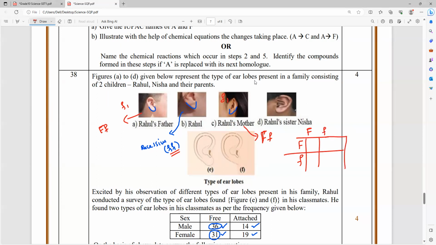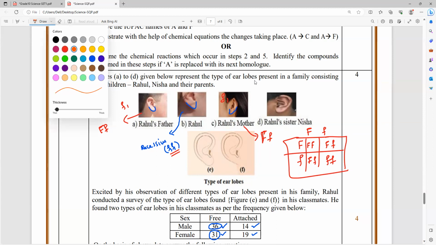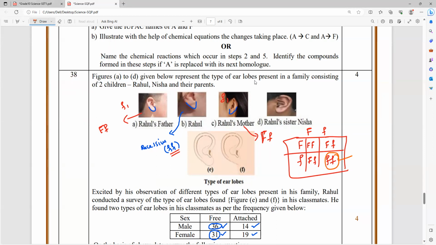We get four possibilities: capital F capital F, capital F small f, capital F small f, and small f small f. So Rahul is small f, small f. Am I right or wrong? So the father is capital F, small f, and the mother is also capital F, small f. They are dominant, but heterozygous or homozygous? They are heterozygous. That is what you have to remember.